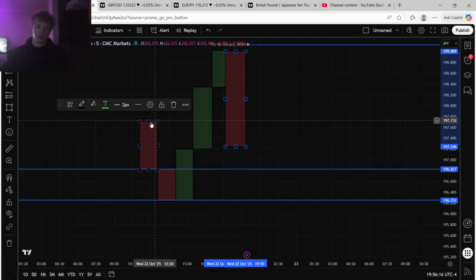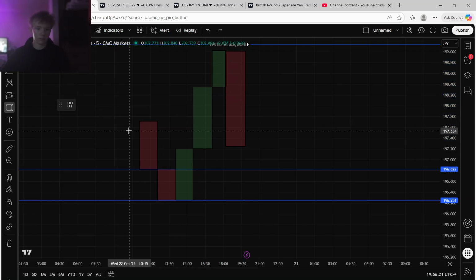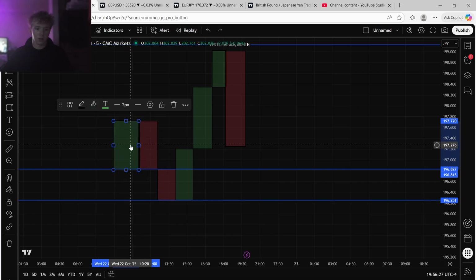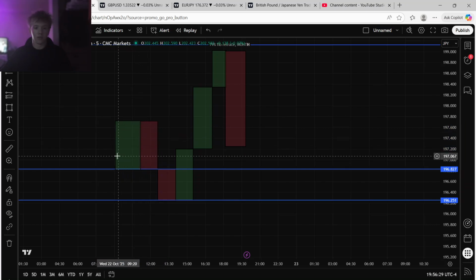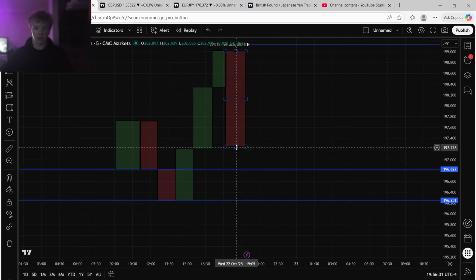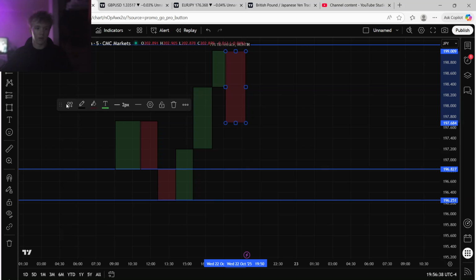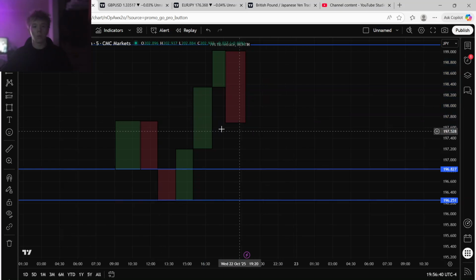So say this was the last high, and boom, we have a higher high here, which is the break of structure, and then we are simply entering if this candle goes to here.